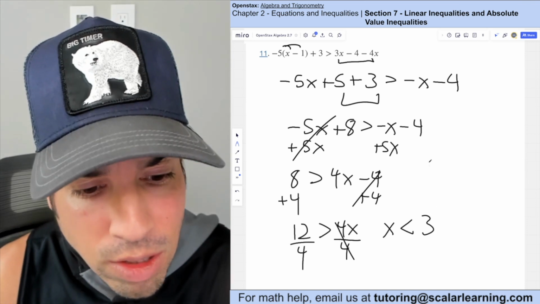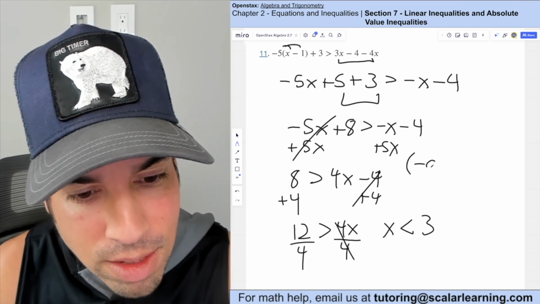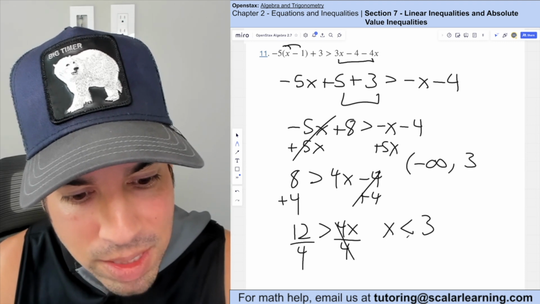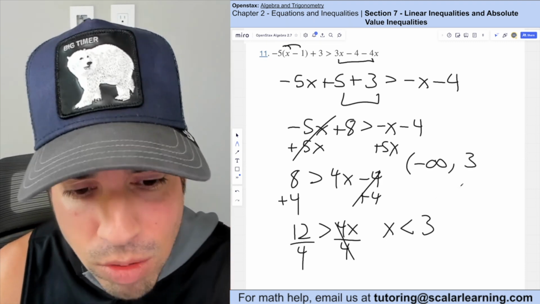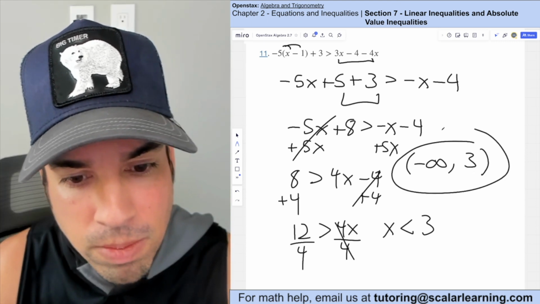3. Now we want this in interval notation. It's everything less than 3. So we're starting at negative infinity going up to 3, but not including 3. It's not x is less than or equal to, it's just x is less than. So we end with another parentheses, boom, done.